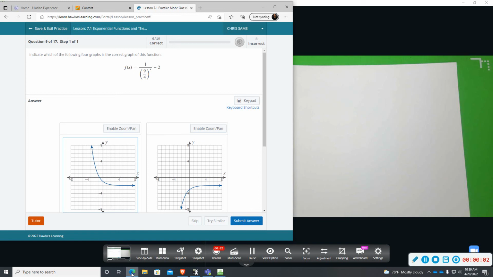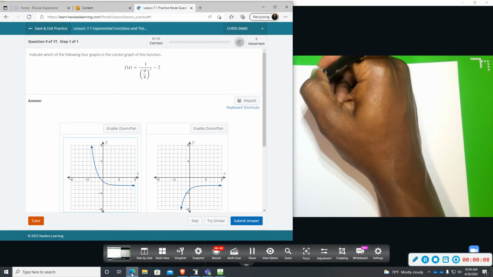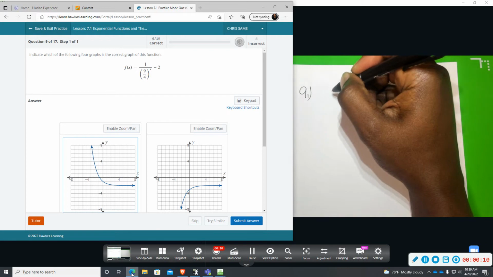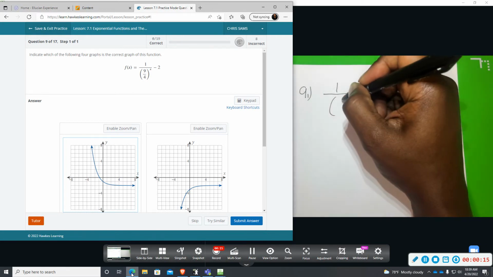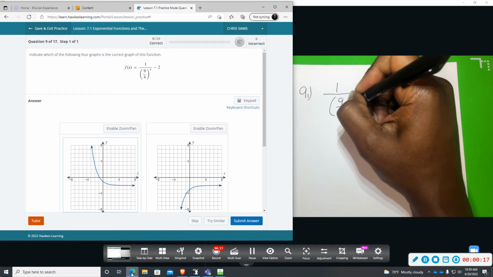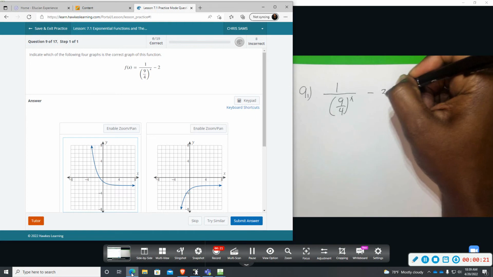Alright, number 9. With this one, we're going to use some properties of exponents to rewrite this function. So we have 1 over, and then on the bottom we have 9 over 4 to the x power. And then you have this minus 2 on the outside.